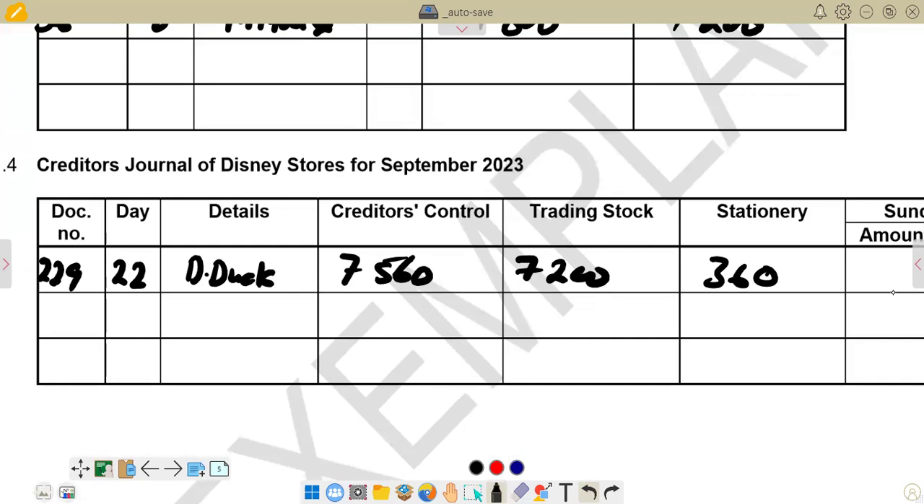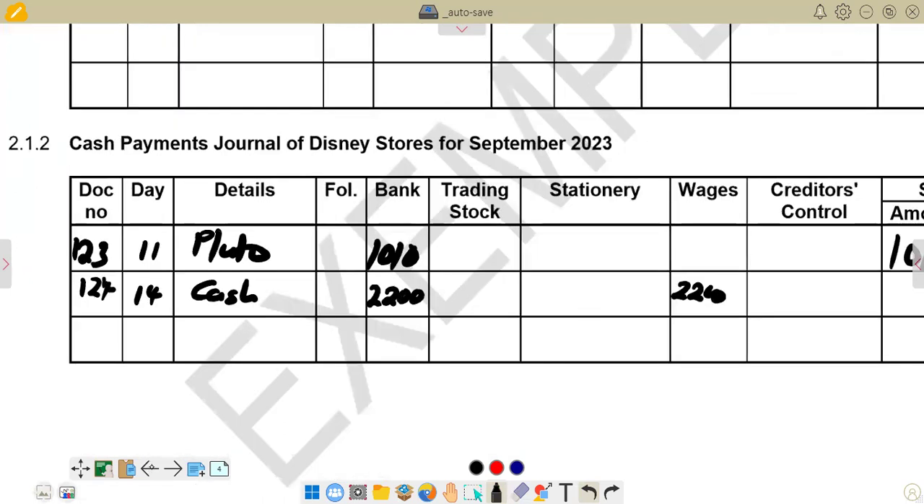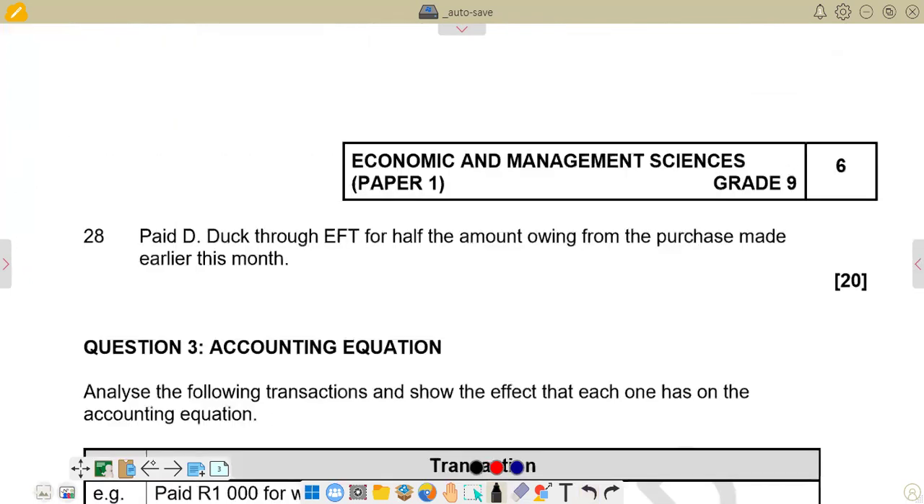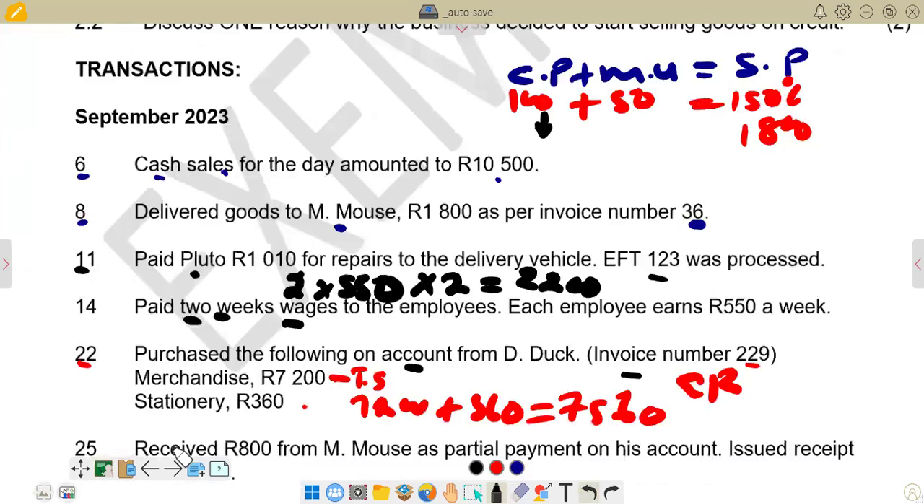So it means the sundry account section is no longer necessary because all the amounts, the 7,560, qualify for the columns that we are given. So no need to enter it in the sundry account. So this is what we have. We just go and look at the next transaction.